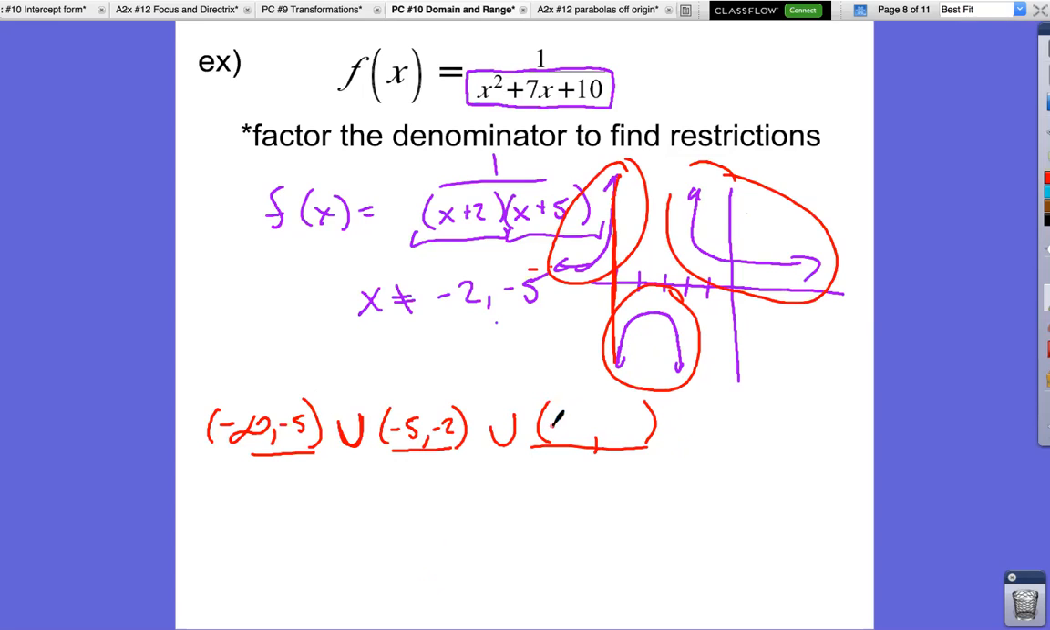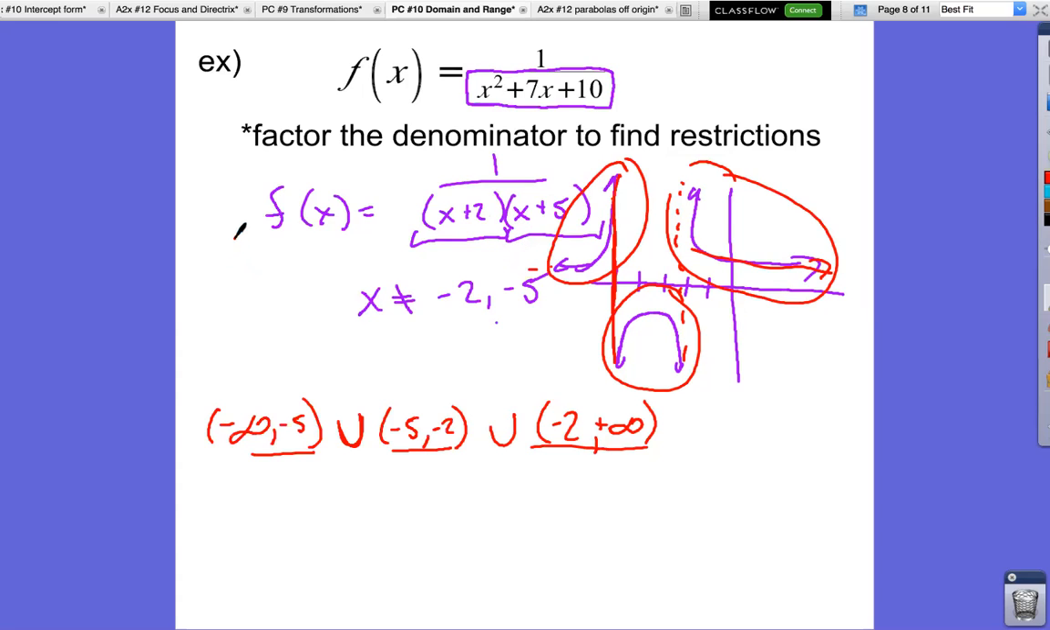Infinity, -2. -2 to positive infinity. Remember, you have to go from left to right. So -2, it can't be -2. So everything from -2 back to the right. So that's why it's important to actually graph this and know how to do this. You don't have to do it, but it's going to help you.